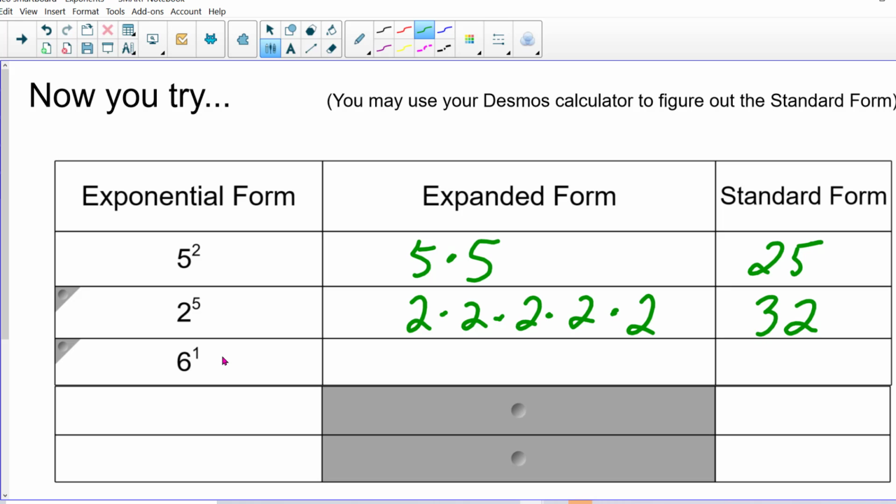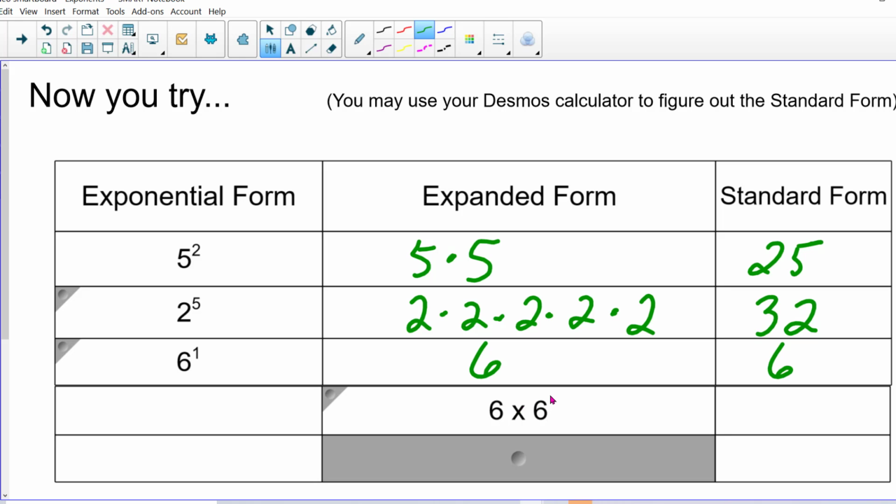Let's look at this example. 6 to the 1st power. So how many times am I writing 6? 1 time. That's the expanded form. Not very long, is it? And what's the standard form? It's the same thing. The answer is 6. There's nothing. I'm not multiplying 6 by itself 2 times. It's just once.